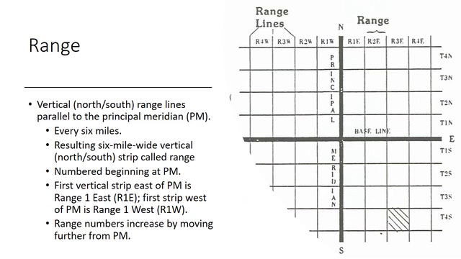Range, that's the vertical north and south range lines parallel to the principal meridian. They're every 6 miles. They result in a 6-mile vertical north-south strip called a range. They're numbered beginning at the principal meridian and moving outwards, 1, 2, 3, and so forth.